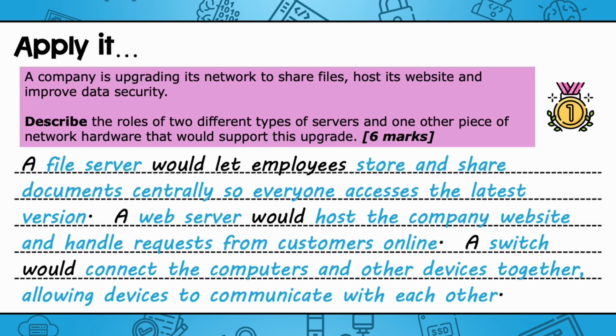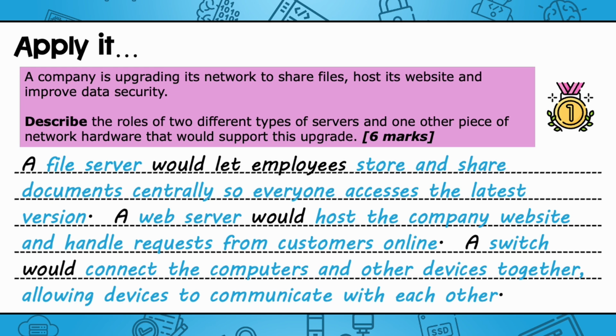Okay, so model answer for this question. A file server, so we've got a mark there because we've stated one of the types of servers, would let employees store and share documents centrally so everyone can access the latest version. So we've got 2 marks there. A web server, so we've got a 3rd mark, would host the company website and handle requests from customers online. So there's another mark, so we've got 4 marks.